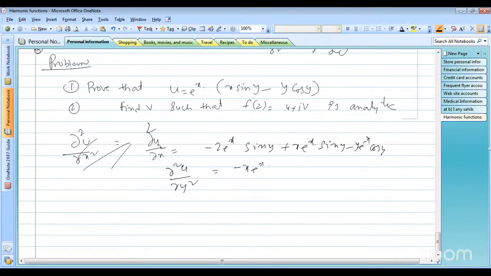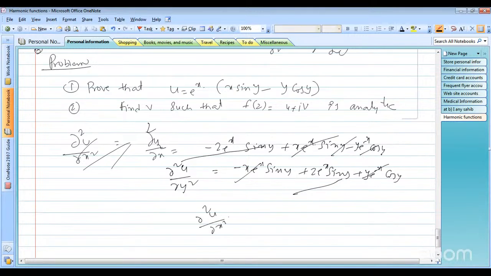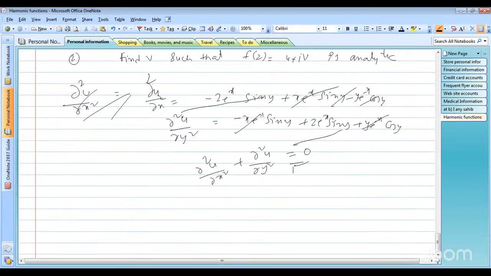Minus x e^x sin y, that is the first one. Plus 2 e^x cos y plus y e^x cos y, with signs as computed. The first and second are added. Here the terms cancel out, so we can write ∂²u/∂x² plus ∂²u/∂y² is equal to 0. Therefore u is a harmonic function, and we know the condition for harmonic is ∂²φ/∂x² plus ∂²φ/∂y² is equal to 0.